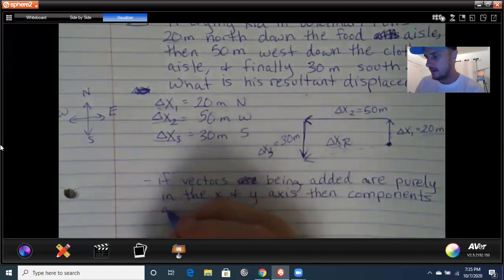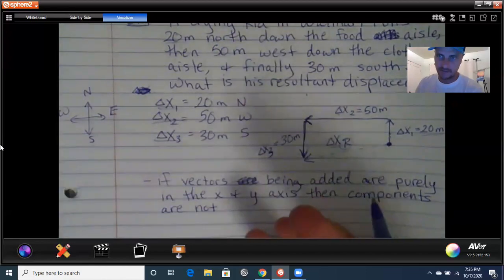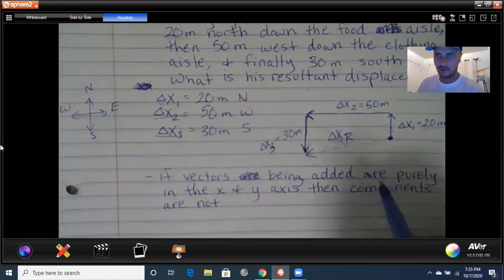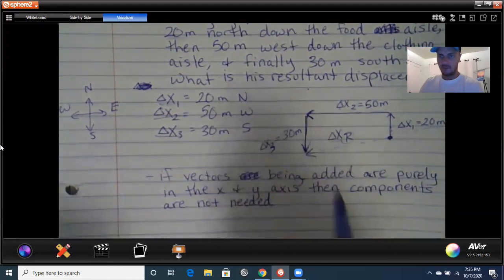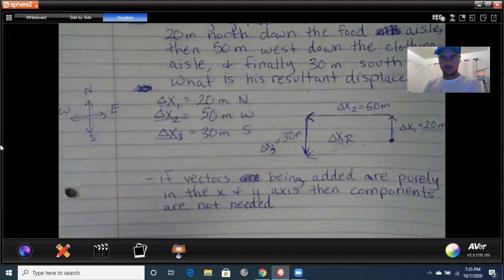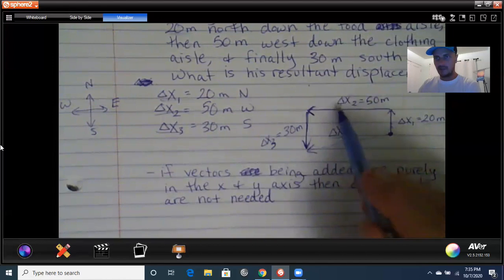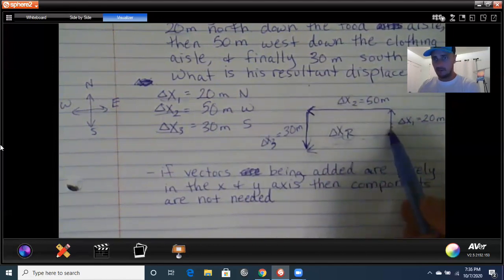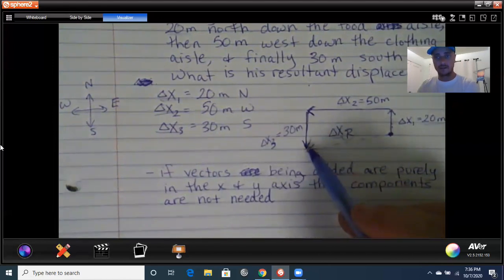Components are not needed. What are components? That'll be in the next example problem. I'll explain what components are. But this is important for you to be able to look back at this example and when you apply it to future homework problems and say, okay, this homework problem is like this one. Are these vectors purely in the x and y axis? Yeah. This one's completely in the y-axis, this one's completely in the x-axis, and this one's completely in the y-axis.